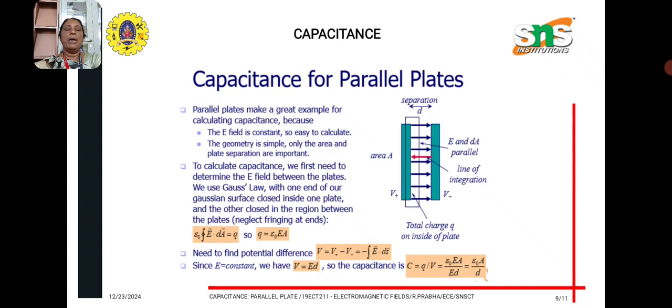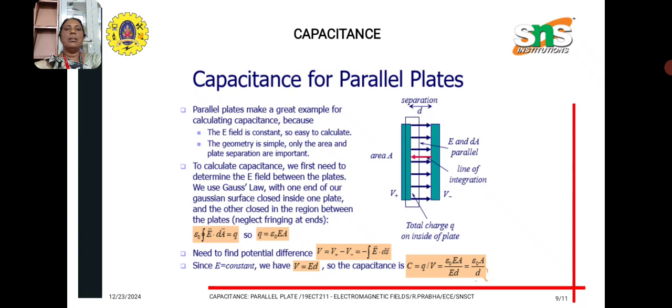Now the capacitance of parallel plates. Consider the diagram. There are two parallel plates having the area A, the voltage across is V, and the distance of separation between the parallel plates is D. Here the line of integration is taken. To find the total capacitance for this parallel plate, consider the electric field to be constant and the geometry very simple, so only the area and plate separation are important. To calculate the capacitance, we first need to determine the electric field between the plates. We use Gauss law with one end of our Gaussian surface enclosed inside one plate and the other enclosed in the region between the plates, while neglecting the fringing at the ends.